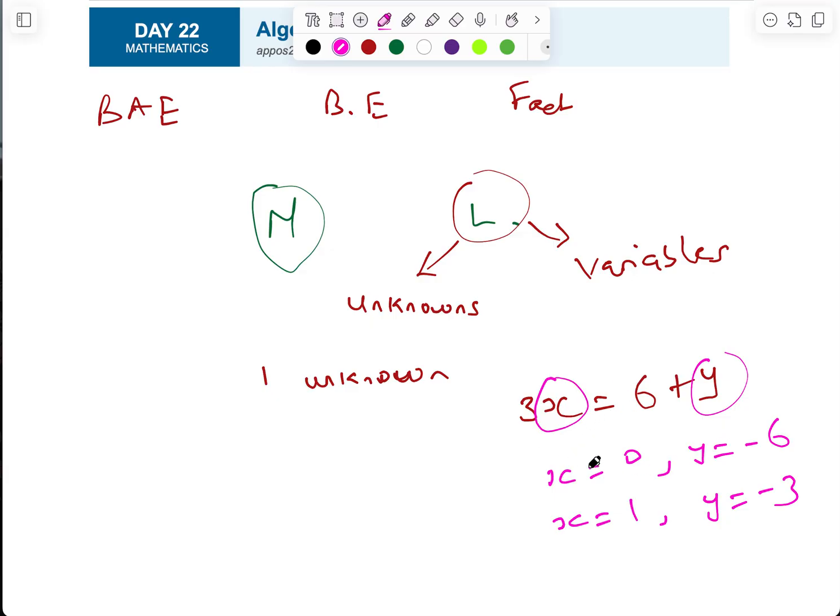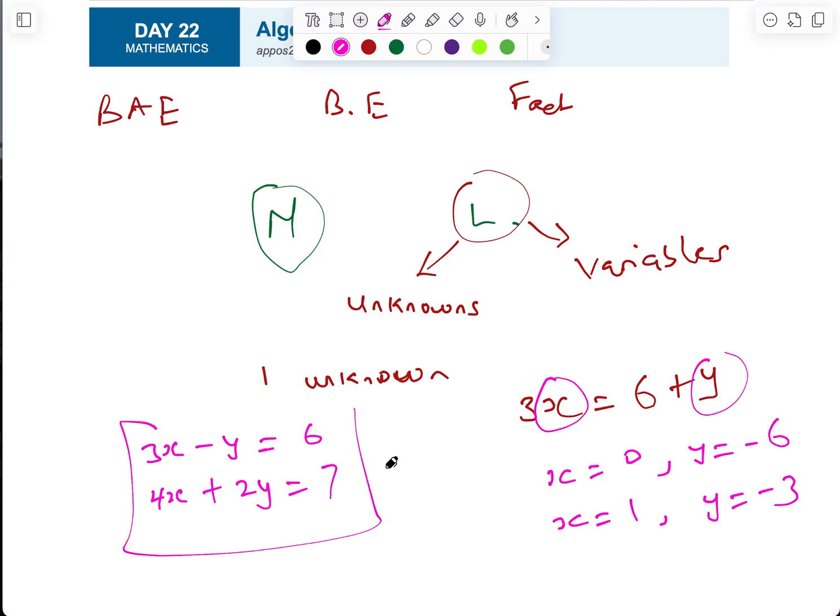But if it was only x in one equation, then you know you have an unknown. But if let's say you have 3x minus y equals 6, and then you have 4x plus 2y equals 7. Now, in this situation, you have two equations and you have two unknowns. These guys are unknowns. They are not variables anymore. They are just unknowns because you can have a specific value for them.